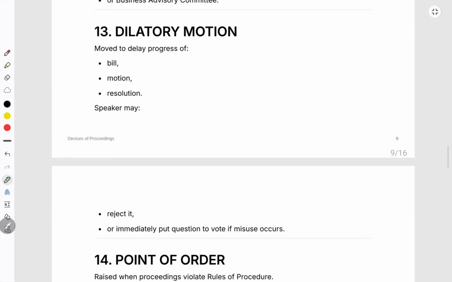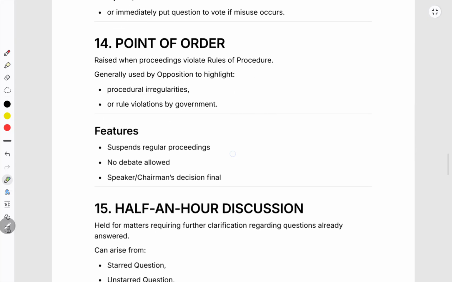Okay, so this is used to delay the progress. Now point of order. Point of order is what? Point of order is raised when proceedings violate rules of procedure. So this is generally used by the opposition. Okay, point of order is used by the opposition to highlight procedural irregularities or rule violations by the government.